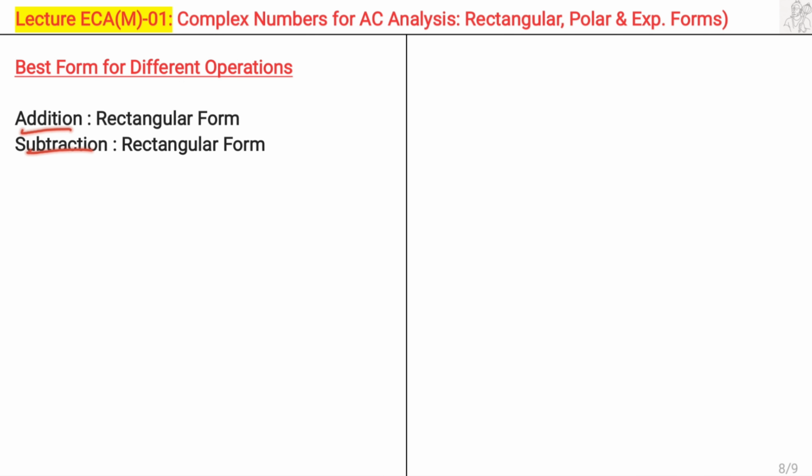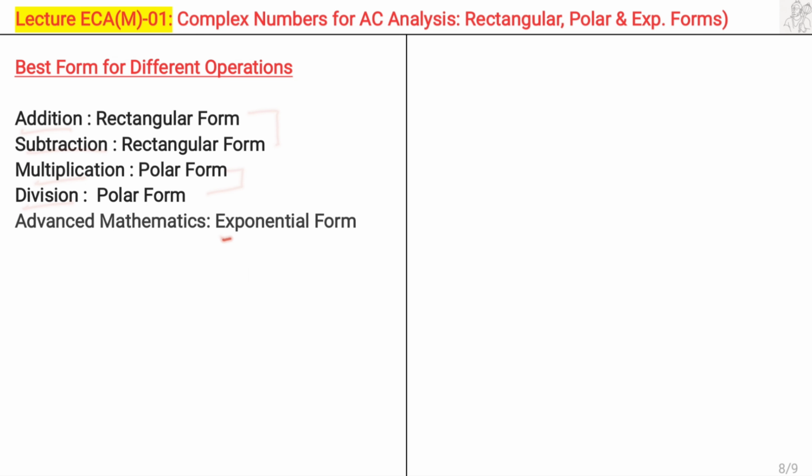For addition and subtraction, we use rectangular form. For multiplication and division, we use polar form. And the exponential form is used when we do advanced mathematics.